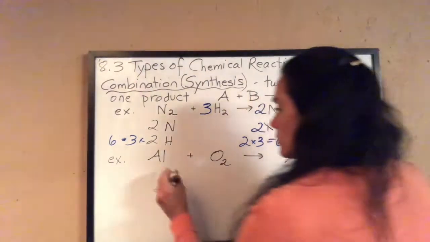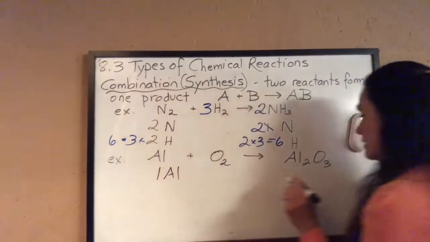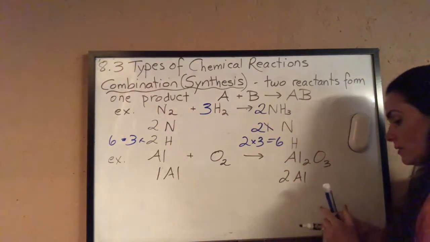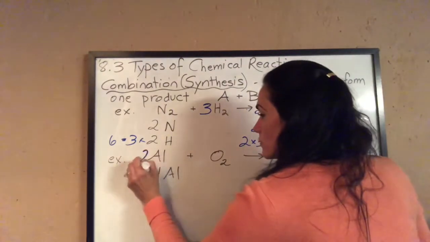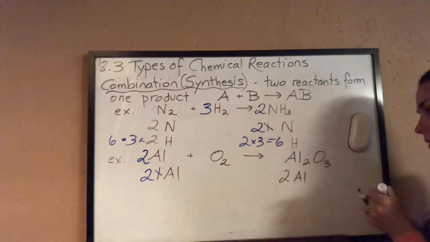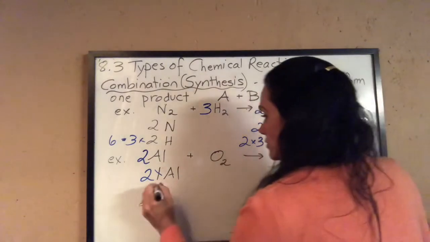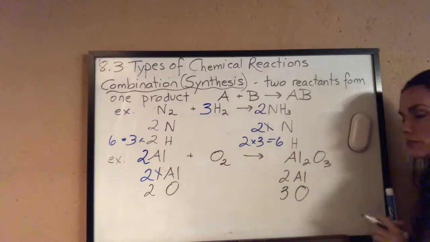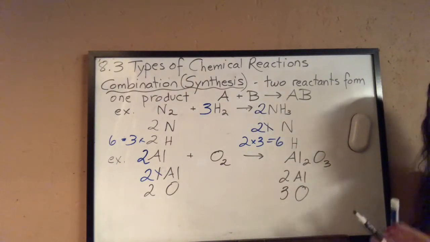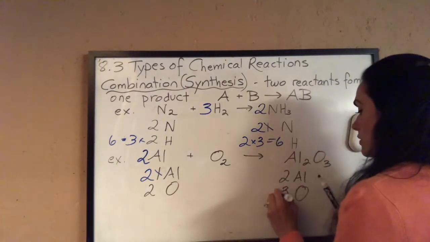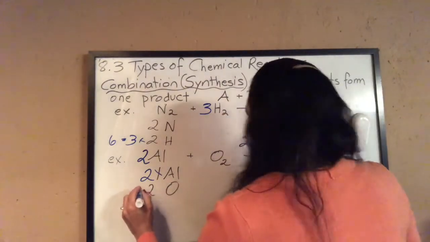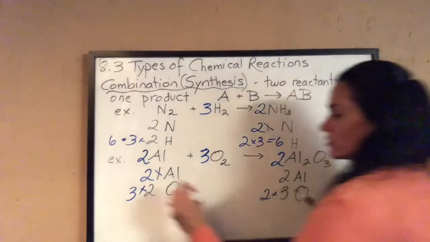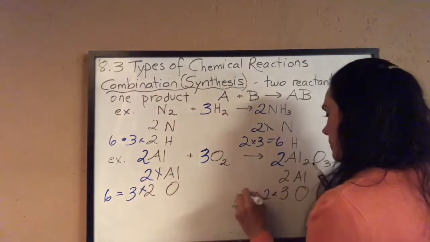So we have 1 aluminum on the reactant side, and on the product side, we have 2 aluminums. So we need to balance out the aluminums first, okay? 2 aluminums. All right, then we have 2 oxygens on the reactant side, and on the product side, we have 3 oxygens. Well, we could do our times tables. 3 times 2 is 6. So let's put a 3 and a 2, so that we have 6 oxygens on each side.